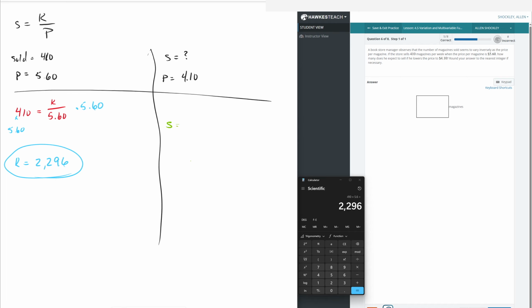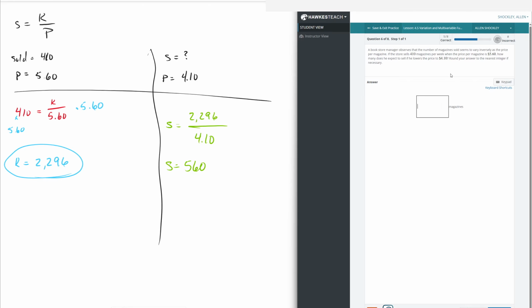So, how many we will sell, we don't know. 2,296 over $4.10. Thankfully, this number is just the number on top, so we're going to divide it by 4.10, and supposedly we will sell 560. Round your answer to the nearest integer. Always check that last direction, because sometimes they'll sneak some weird ones in there.